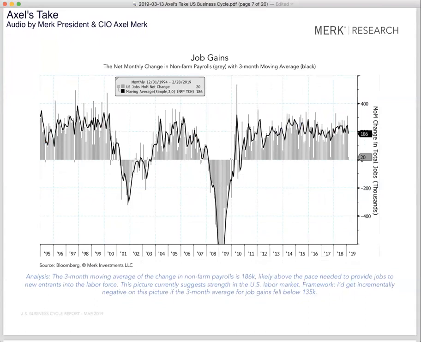Job gains. We had a non-farm payroll report that only generated 20,000 jobs. And that was considered to be, well, negative. If you're an economist, you look at the 3-month average, and that looks just fine. And so the question is, is the economy falling off a cliff here? I don't think so. I think this number might be a fluke, especially since it's not consistent with other data.